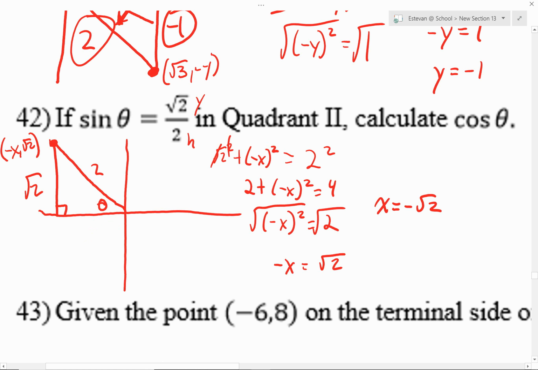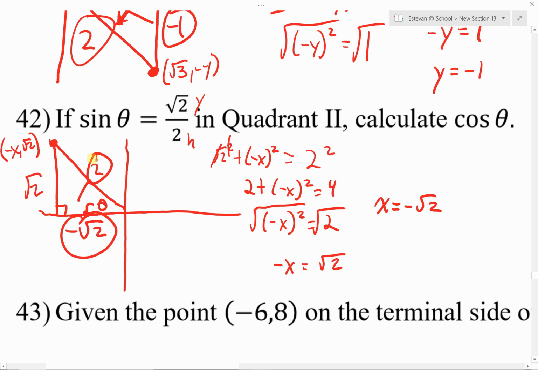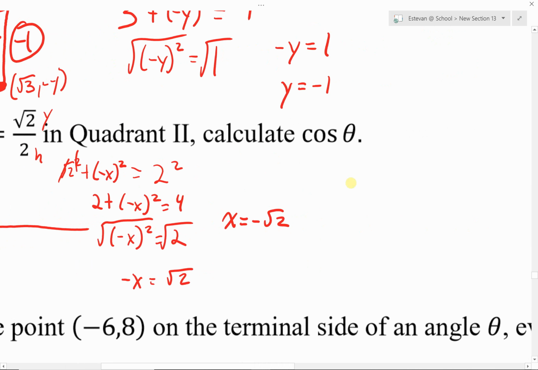So I'm going to substitute negative square root of 2. We're looking for cosine, so cosine is your adjacent over your hypotenuse. So cosine of theta is equal to negative square root of 2 over 2.